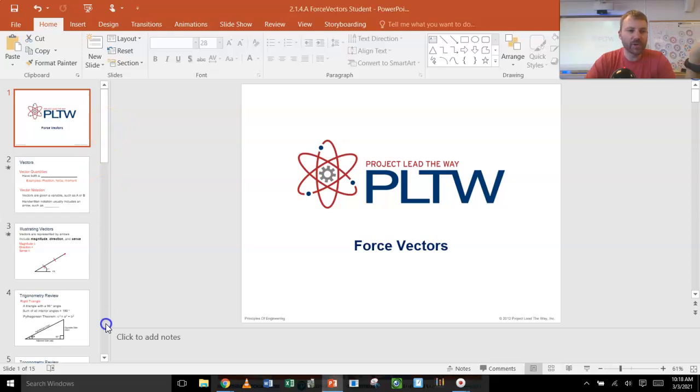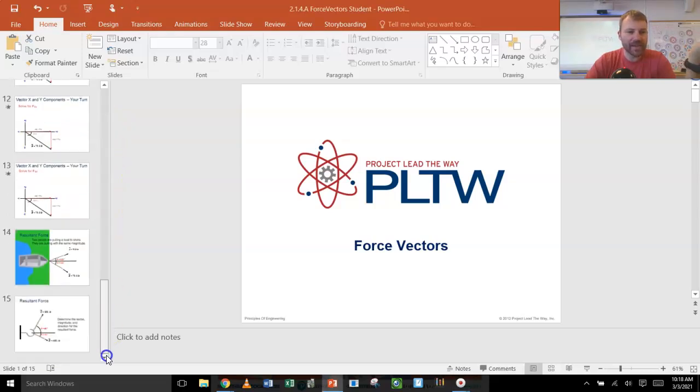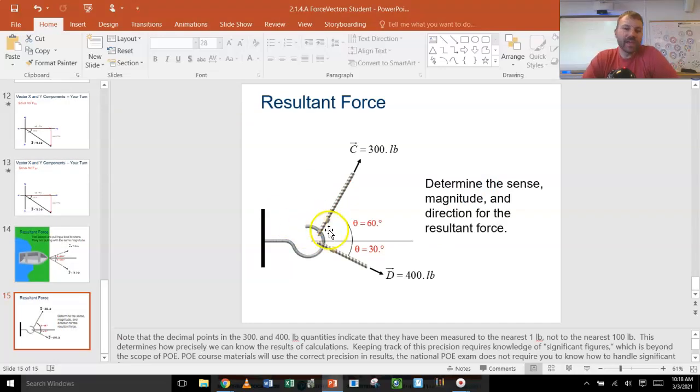I'm going to give you a quick preview. I'm going to skip down to the very last slide and just show you. What if you had a hook and it's being pulled on by two forces? How much force is it, and in what direction is that force acting? That's where we're going. So we're going to be pulling at angles today, an upward angle and a downward.